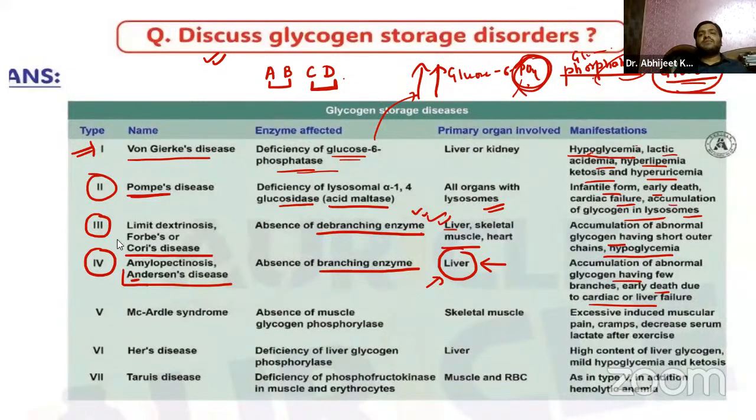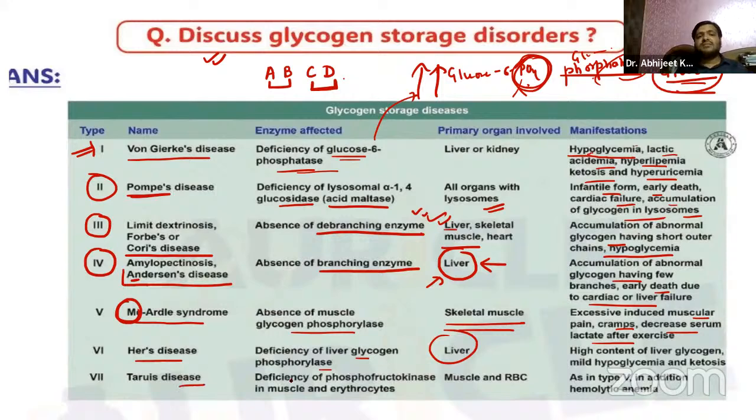Now, coming on to the next one, guys, that is McArdle syndrome. Remember McArdle by Mc: muscle glycogen phosphorylase, right? Again, the skeletal muscles. So what will happen? In McArdle, muscle cramps will be seen. Just remember the muscle cramps will be there. Decreased serum lactate after exercise, right? The blood will have low lactate after exercise. Hers disease: deficiency of liver glycogen phosphorylase. Again, it occurs in the liver, right?